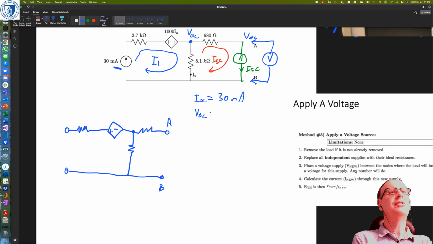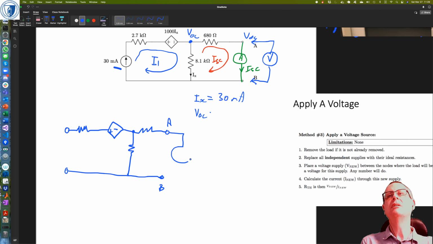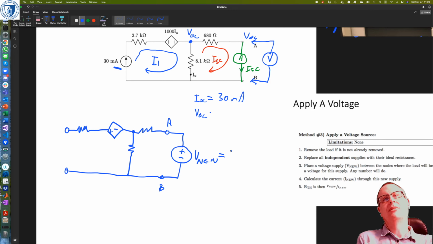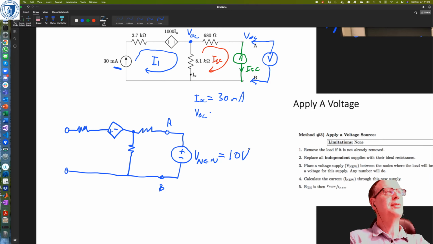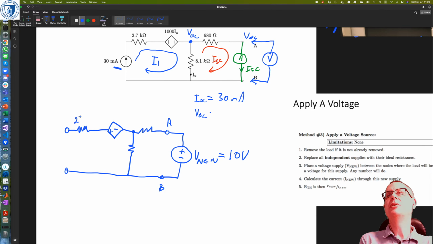And then we place a voltage supply between the nodes where the load will be and give it a name, or a number. So we'll place our voltage source, V new. I'm just going to say 10 volts; 12 volts does, 1 volt does, anything. And let's just write down the numbers: 2700 ohms, 680 ohms, 8100 ohms, and this is 1000 IX, and IX is here.